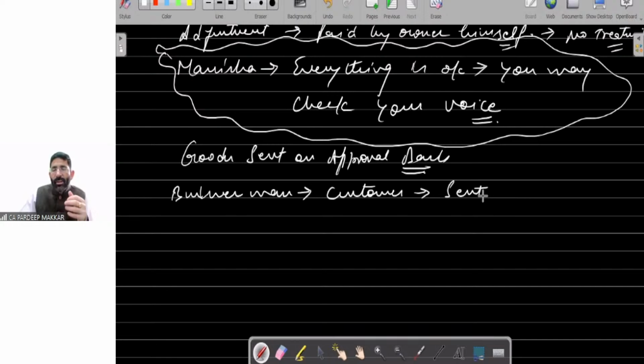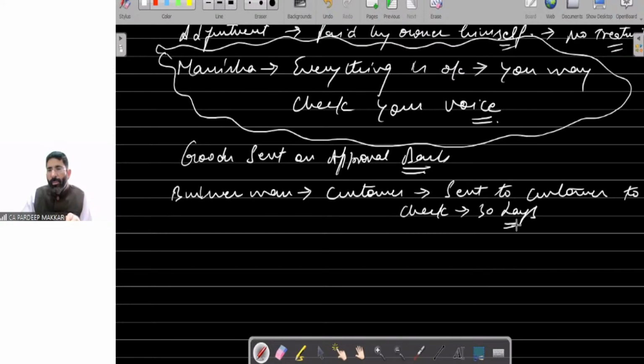In that case, it is given for a particular period, like sent to the customer to check if it is suitable to him, he may keep it, otherwise he may return within a specified period. That may be any period. Just assume 30 days is a period given to him, that if he is interested to keep it, well and good, otherwise he may return it within 30 days. But if he does not return it within 30 days, we will assume that the goods are sold.